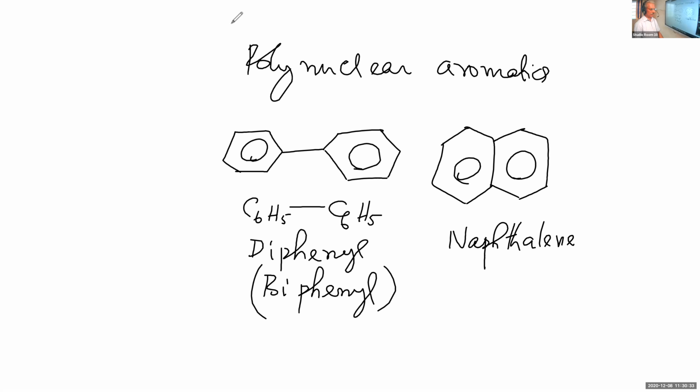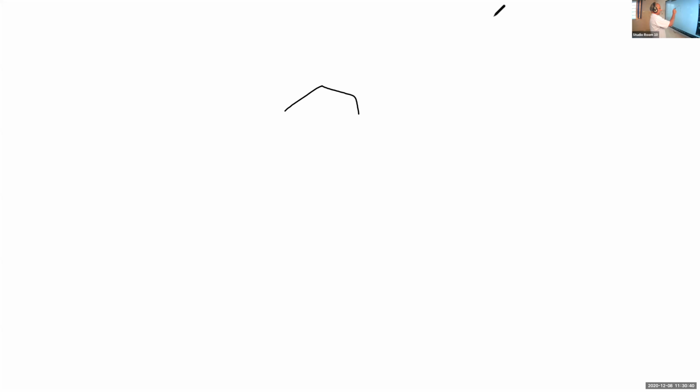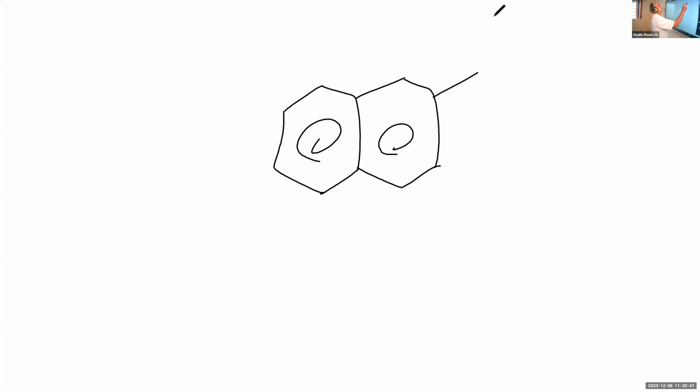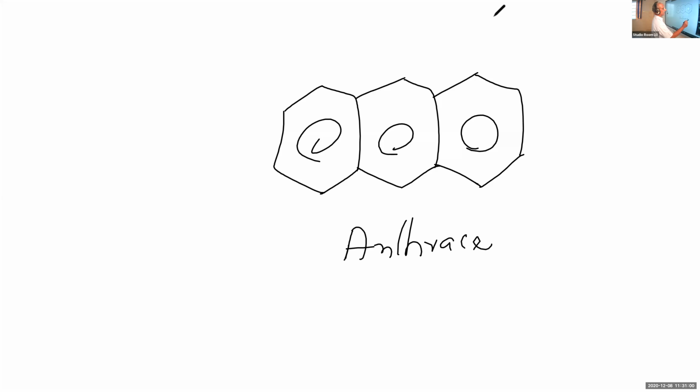Suppose three benzene rings are fused together. We are taking some examples. Say benzene ring 1, benzene ring 2, then benzene ring 3. Three benzene rings are fused together, then it is called anthracene. Three nuclei are there. That is also a polynuclear compound.